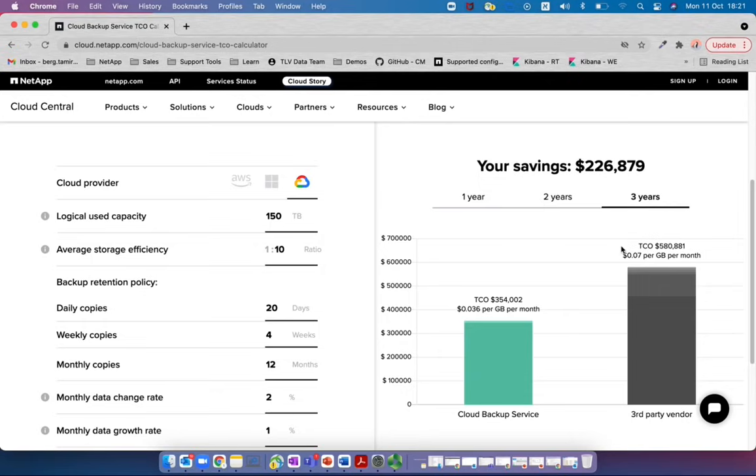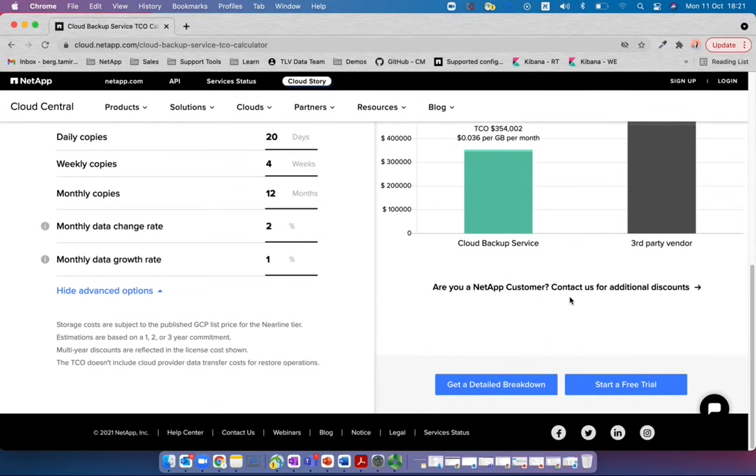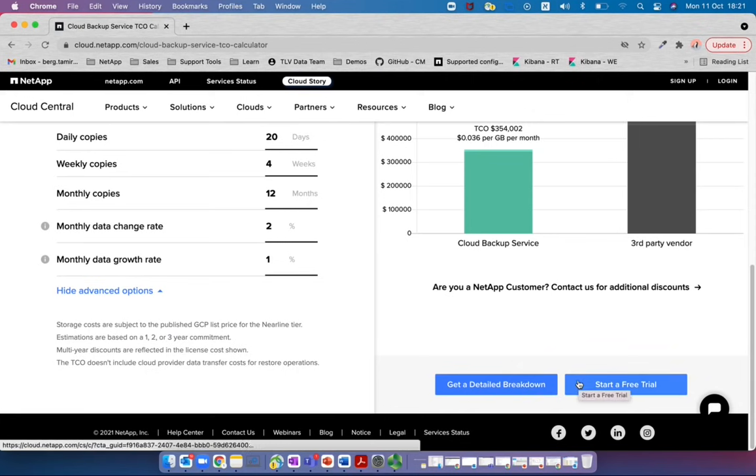And lastly, the two buttons below will allow you to A, receive an email breakdown report directly to your mailbox, or B, go to Cloud Manager and start exploring the service using a free trial.